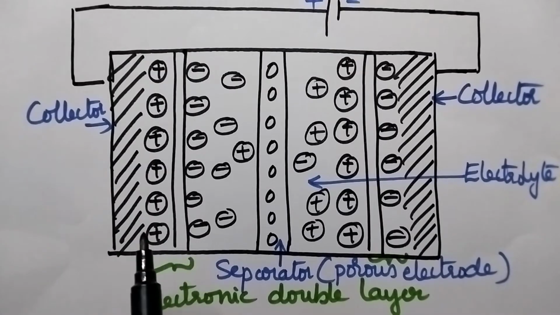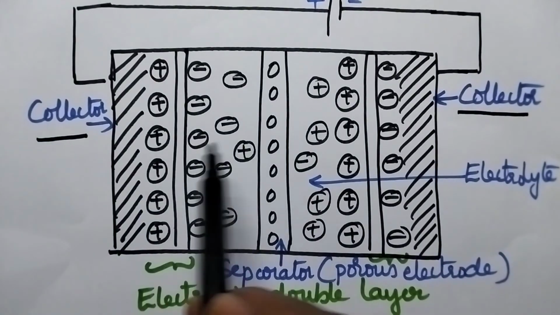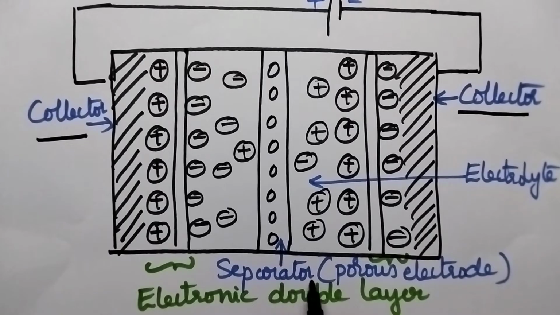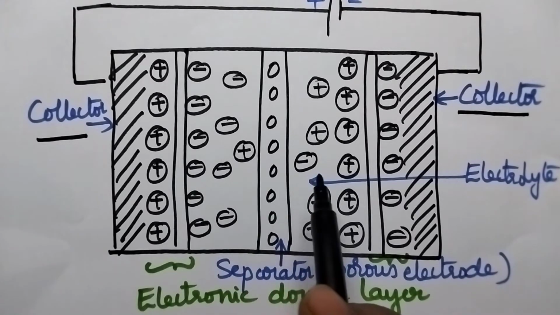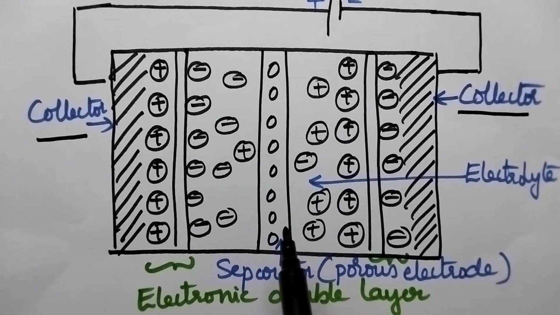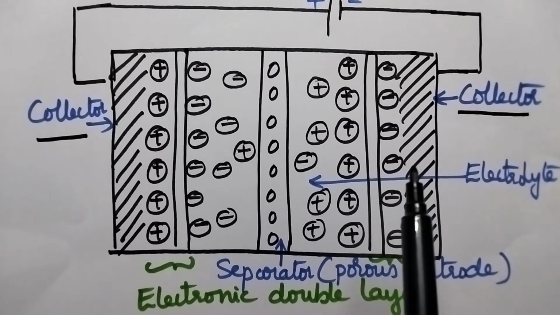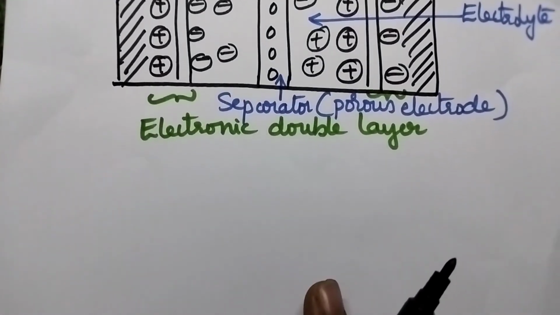So a supercapacitor consists of a collector containing cationic and anionic chambers, a separator, usually made up of a porous electrode, and an electrolyte. The electrolyte consists of both positive and negative ions. Due to the development of electronic double layers, it is possible to store electrical energy in the form of electrode potential.